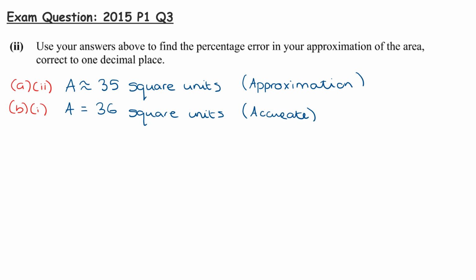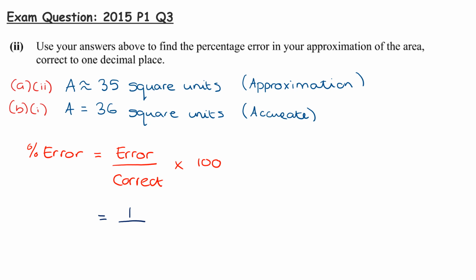So if we're asked the percentage error, and this could be in any section, what you want to do is put the error over the correct amount and then multiply it by 100, or 100 over 1, whichever you prefer. So our error is going to be, it doesn't matter about positive or negative, because they're not going to think about it, it's a positive error or a negative error.